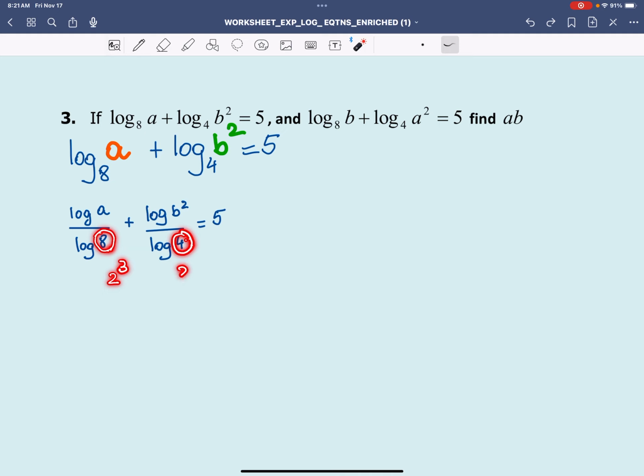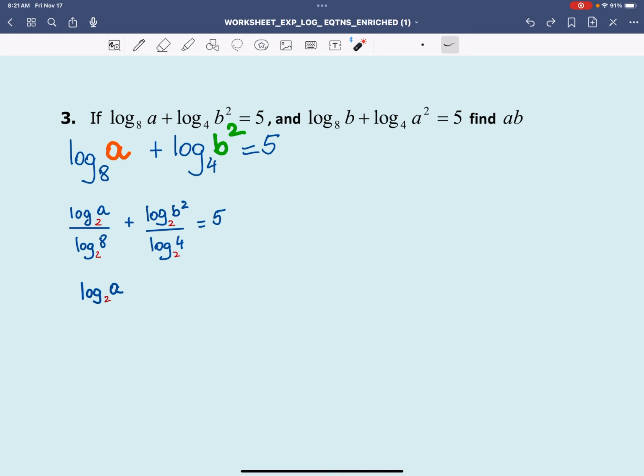And number 4 is 2 to the power of 2. So as you can see, both numbers 8 and 4 can be written with base 2. So it makes sense then to assign a base of 2 to each and every log term in this equation.